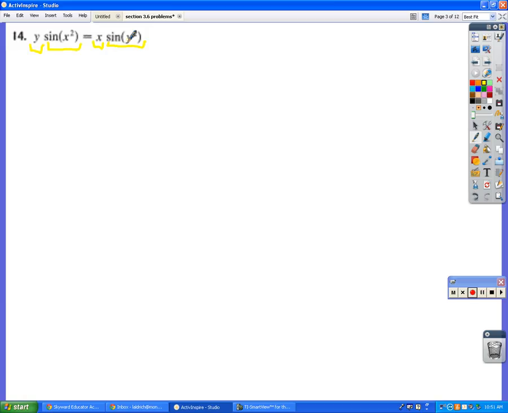So product rule is the first function times the derivative of the second function. So this is y times cosine of x squared times 2x. That is the first function times the derivative of the second function. The derivative of sine is cosine. The x squared stays as x squared. And then I have to take the derivative of the inside function also. So the derivative of x squared is 2x.